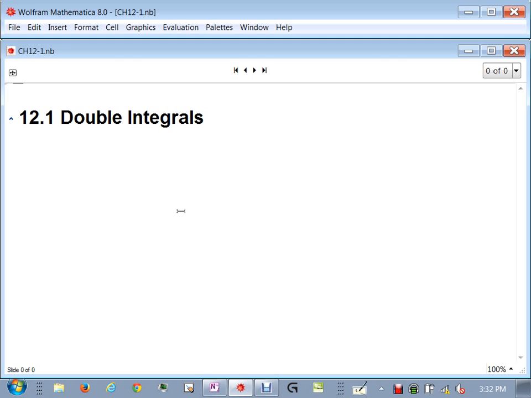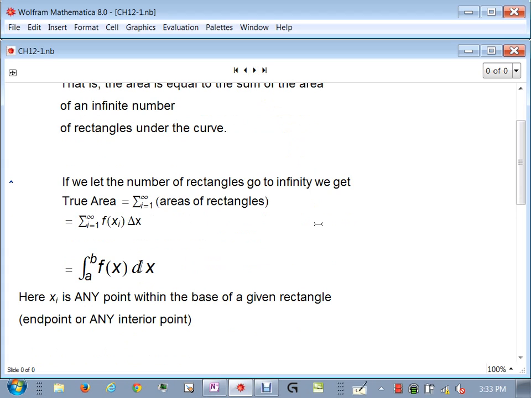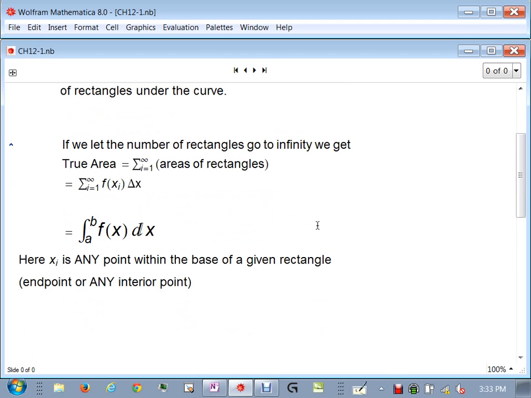Cal 2 is integration. So now instead of doing integrals in two-dimensional space, we're going to go to three-dimensional space, four-dimensional space, etc. So we'll start with double integrals. In Cal 1, how many of you saw Riemann sums? If you didn't, it's okay, but I think Riemann sums are one of the most important things to see in Cal 1 or 2 because they give you a visual idea of what's going on with integration, and they help us build formulas.